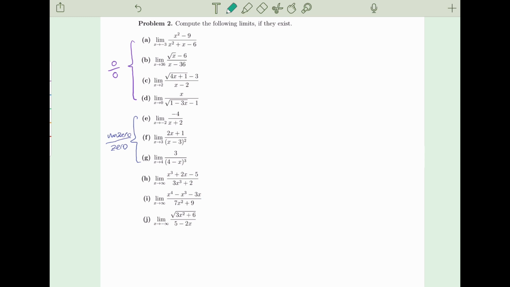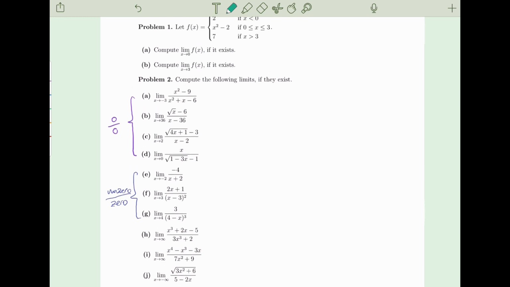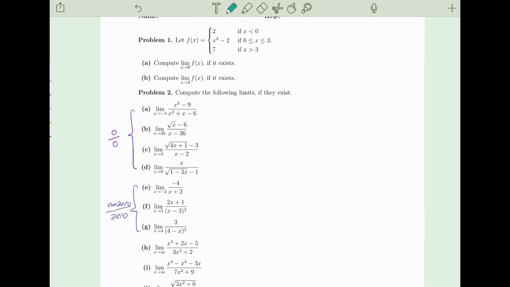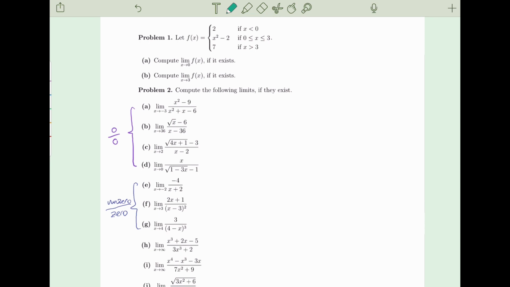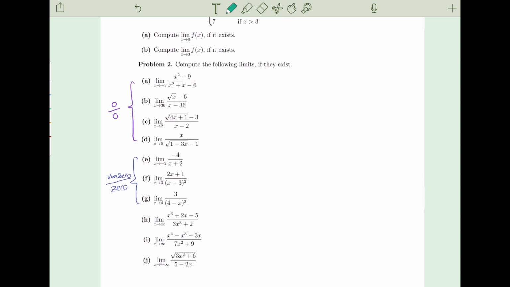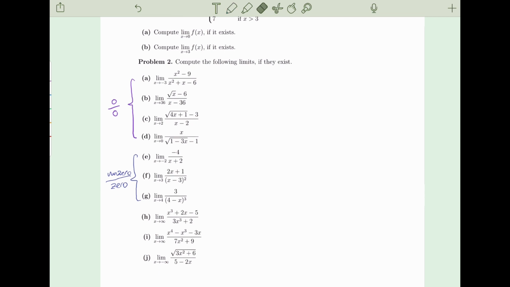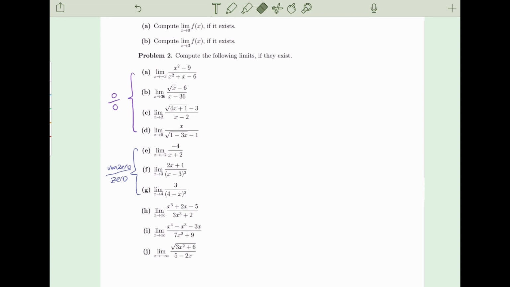And it's very easy to understand the type does not exist. If you look back to question 1 here, when the left limit is not equal to the right limit, then the limit does not exist. When the left limit is equal to the right limit, it's either positive infinity or negative infinity. So we will take a look at them one by one.